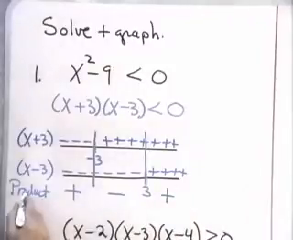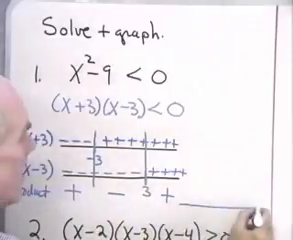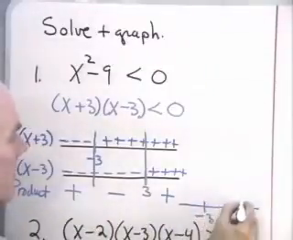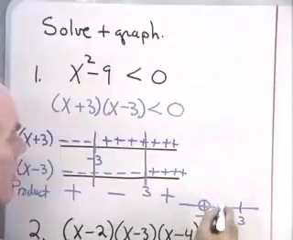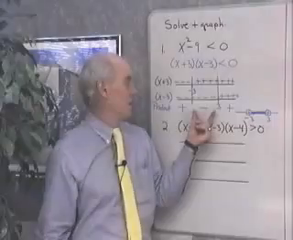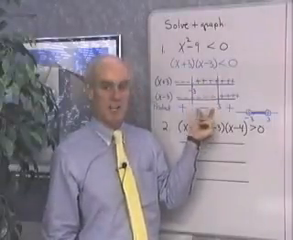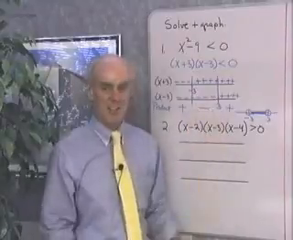This tells me that the solution set for this inequality right here on the number line is from negative 3 to 3, open at negative 3, and open at 3, and I have all the numbers in between. Because it's in between negative 3 and 3 that the product of these two factors turns out to be a negative number. Let's look at our next example.